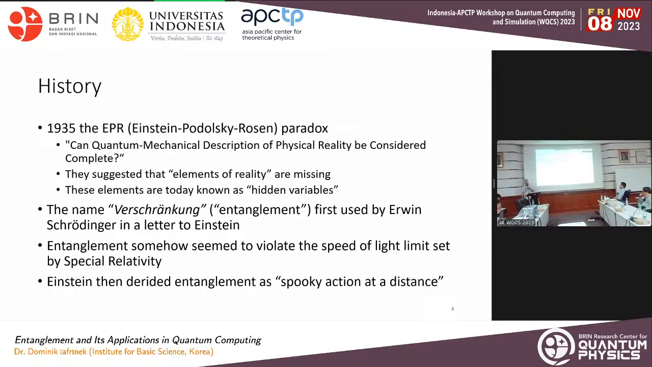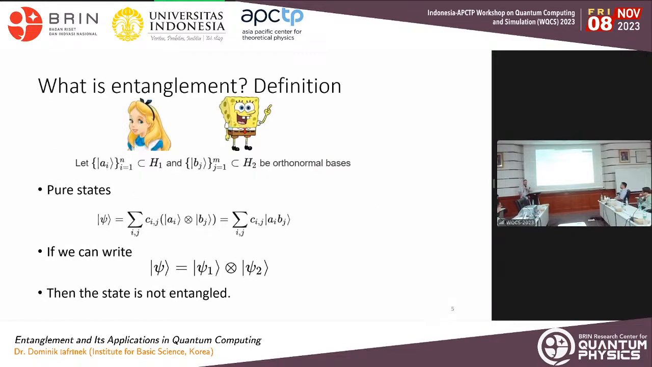And also later, Einstein was saying that entanglement violates the speed of light, which violates special relativity. That's why he rejected it and said it's nonsense. So he derided entanglement as a spooky action at a distance.